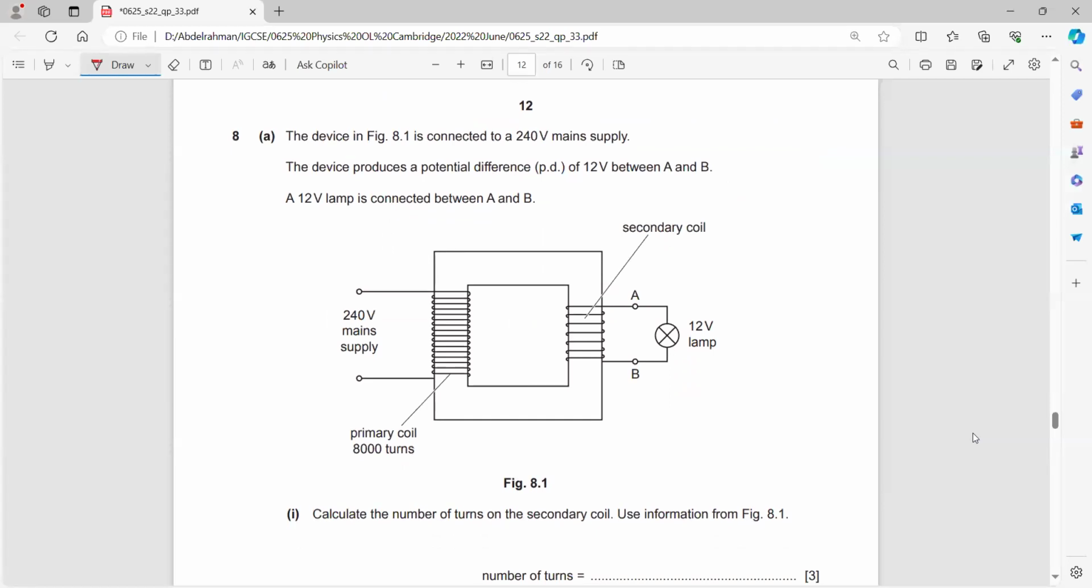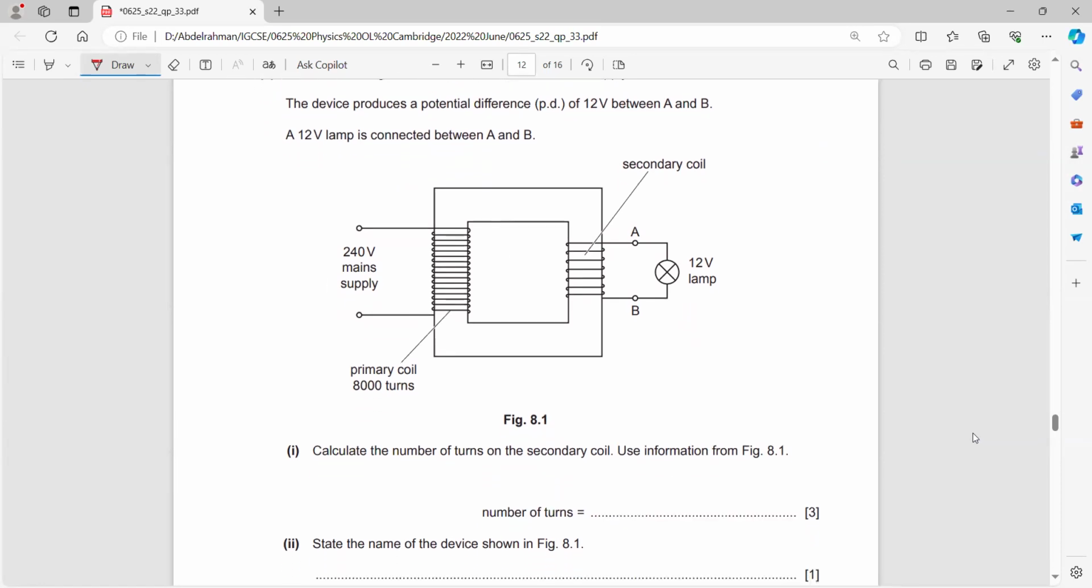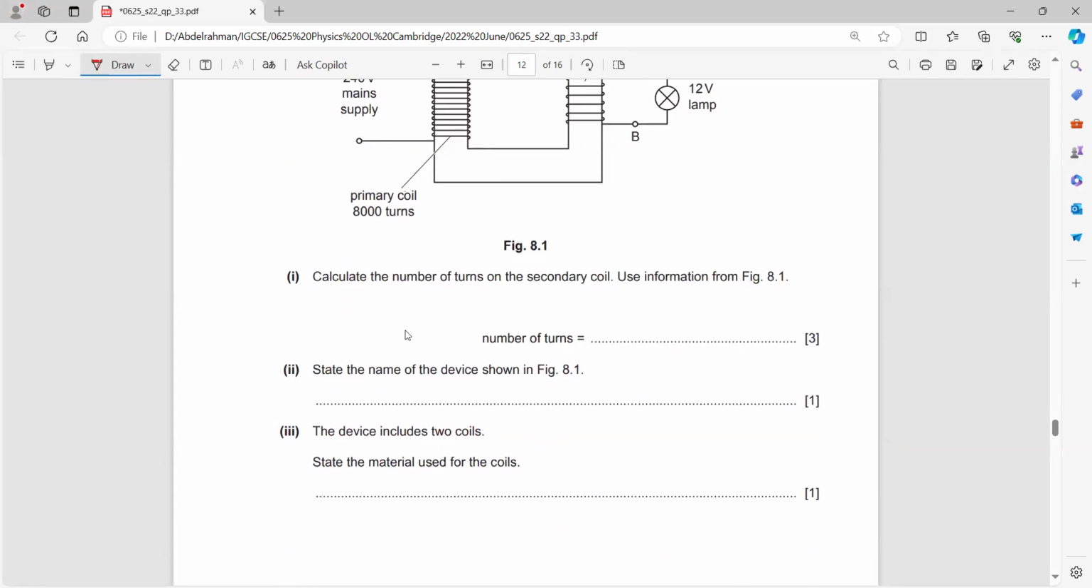A nice question. Calculate the number of turns on the secondary coil. How can I calculate the number of turns on the secondary coil? What do I have? I have the primary voltage. I have the primary number of coils. I have the secondary voltage. How will I find the number of turns? The equation, of course, is VP over NP equals VS over NS. We have everything other than the NS.